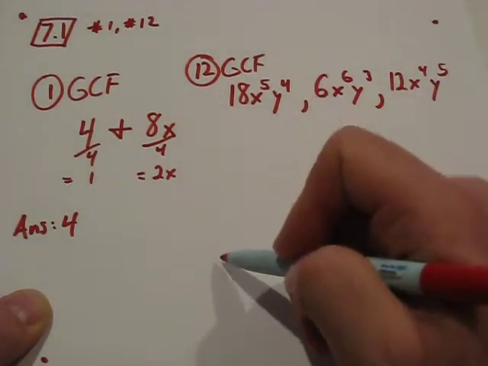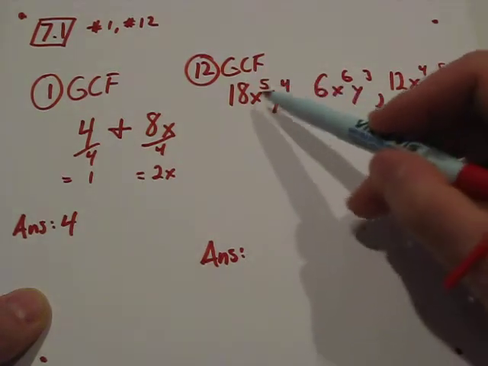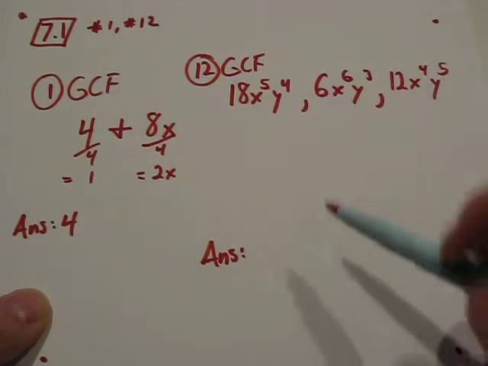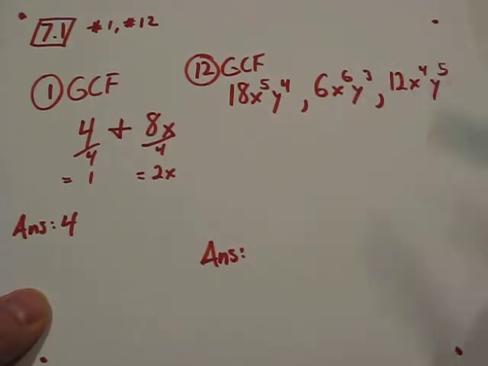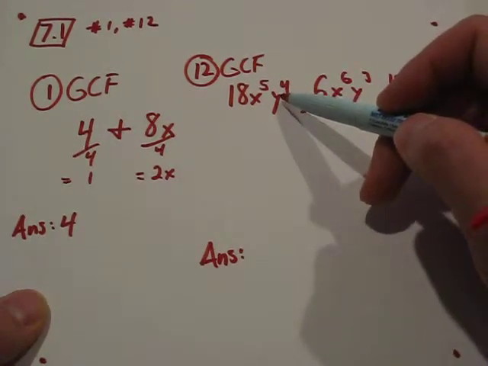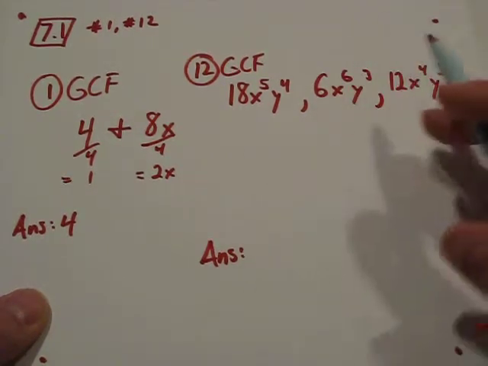Now, when we get down to our answer, we have to think to ourselves, what number can divide the 18, 6, and 12 evenly? What variable can divide x to the 5th, x to the 6th, and x to the 4th evenly? And what variable can divide y to the 4th, y cubed, and y to the 5th evenly? Well, let's take this one step at a time.